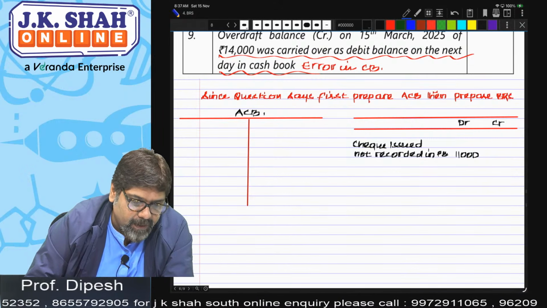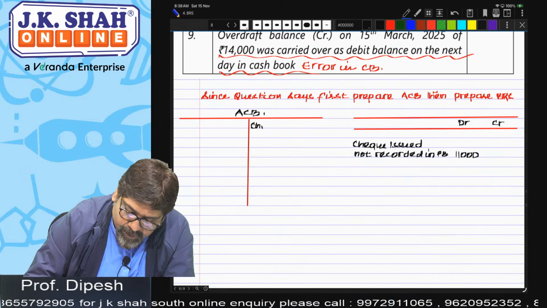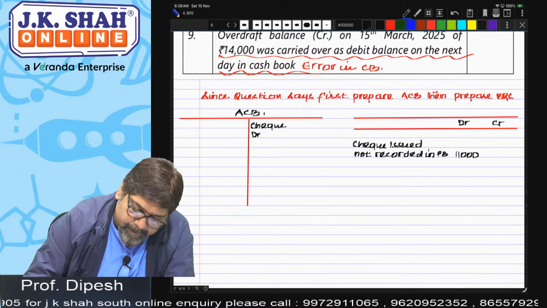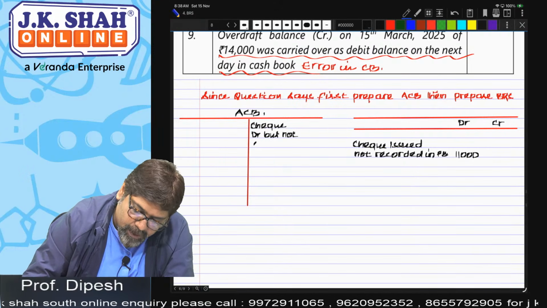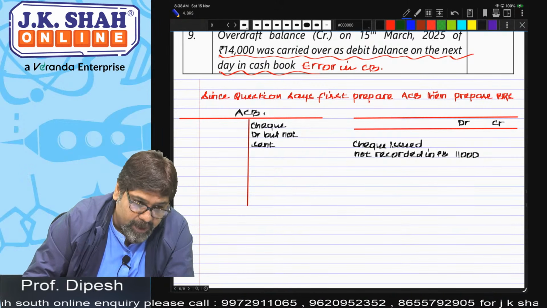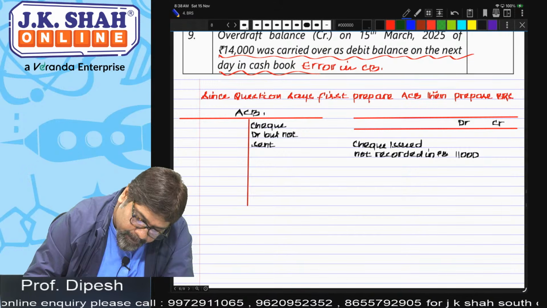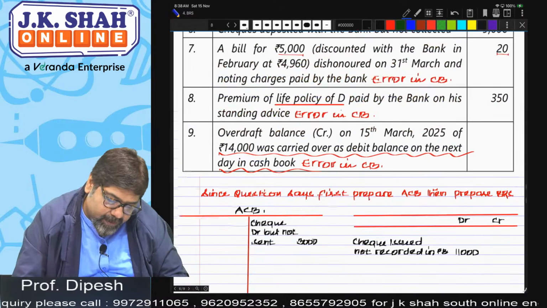That is, checks debited but not sent. How much? Checks debited but not sent, 3,000. Now, thereafter, payment received from the customer directly by the bank.